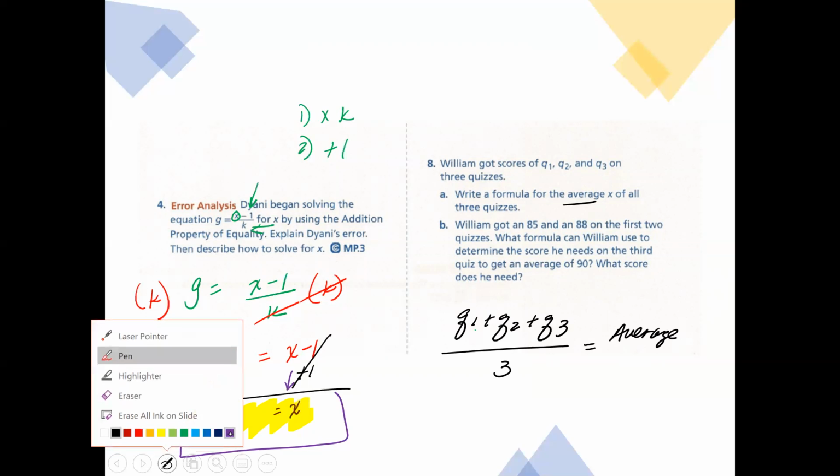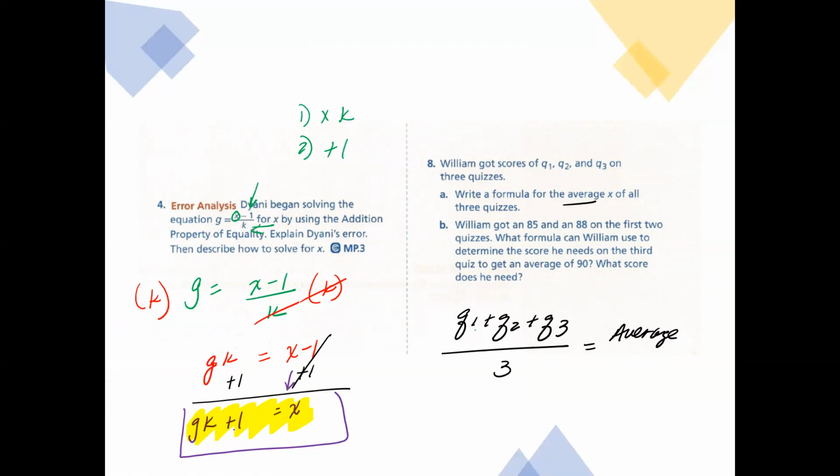For B, it tells me that William got an 85 and an 88 on the first 2 quizzes. So I'm going to put 85 plus 88, but then I don't know what he got on the 3rd quiz because that's exactly what it's asking for. It says, what formula can William use to determine the score he needs on the 3rd quiz to get an average of 90? So this is what I have.